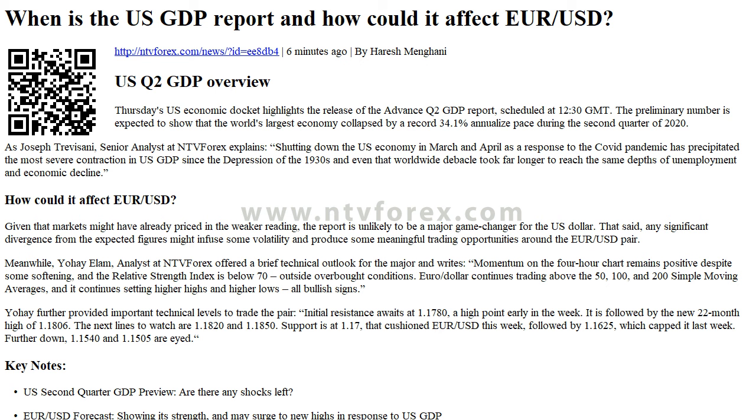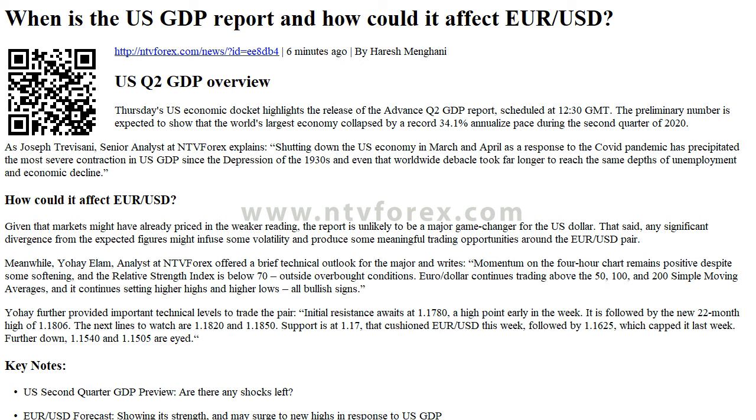Initial resistance awaits at 1.1780, a high point early in the week. It is followed by the new 22-month high of 1.1806. The next lines to watch are 1.1820 and 1.1850. Support is at 1.17, that cushioned EUR USD this week, followed by 1.1625, which capped it last week. Further down, 1.1540 and 1.1505 are eyed.